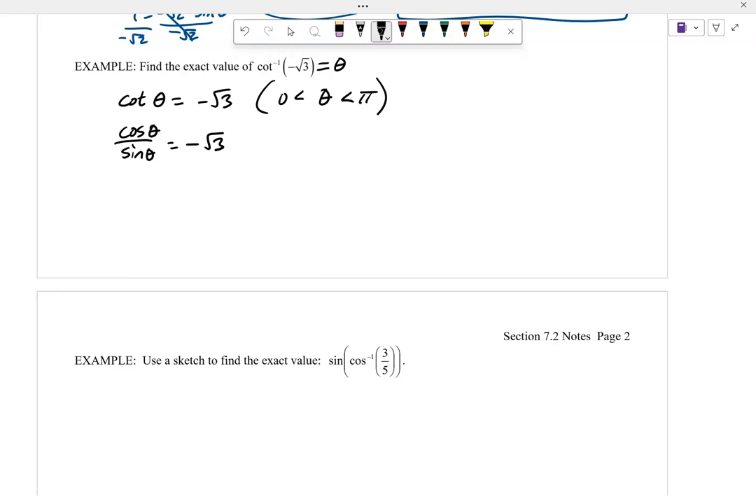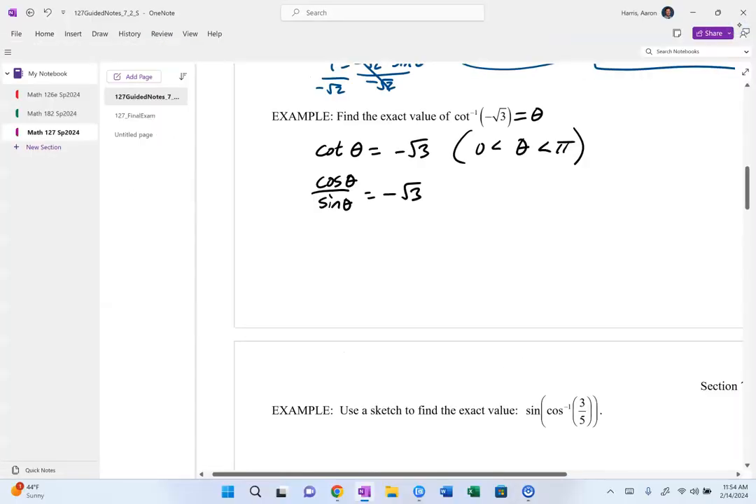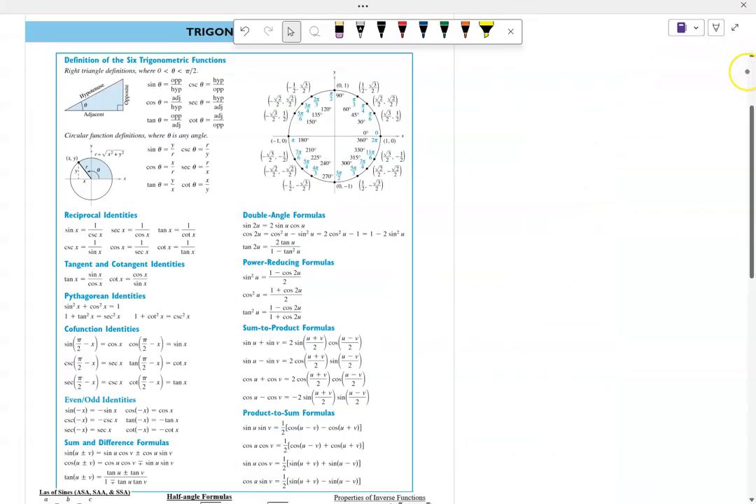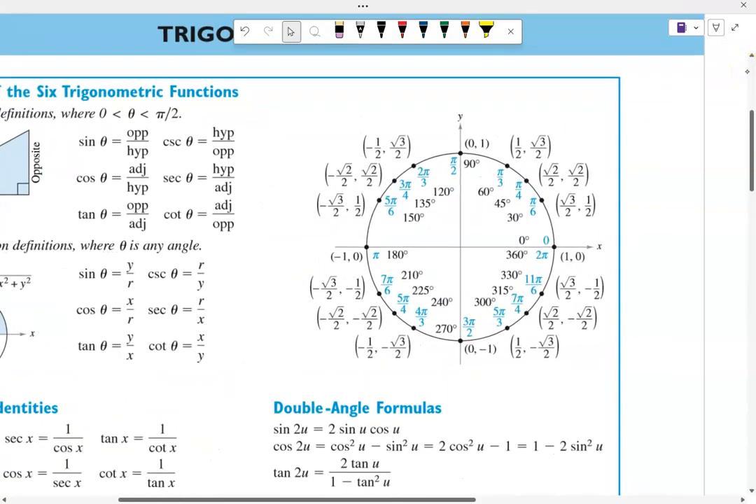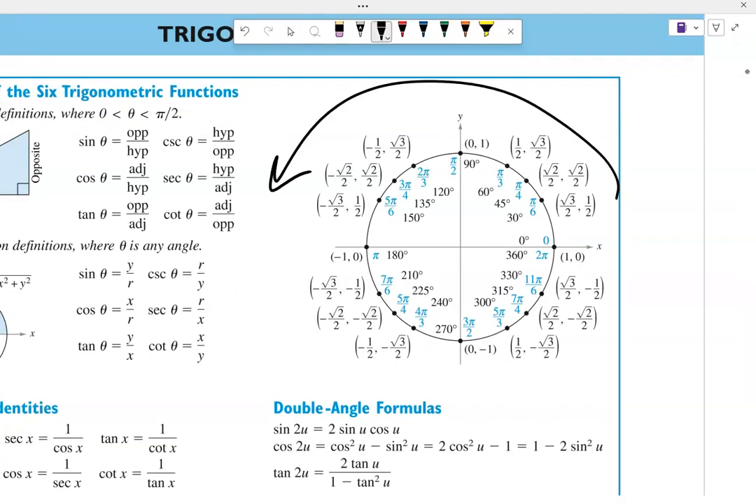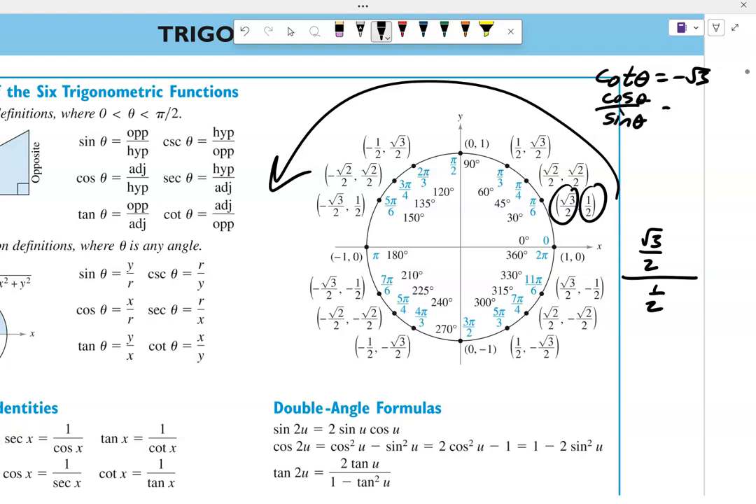And so I'm looking on my unit circle. Pull up the unit circle here. And we're looking between 0 and pi, right? In quadrant 1 and quadrant 2, where the cosine over the sine is negative root 3. So let's say we tried pi over 6. Is it root 3 over 2 over 1/2? Right, we're trying to get, where does the cotangent equal negative root 3? In other words, the cosine over the sine is negative root 3.